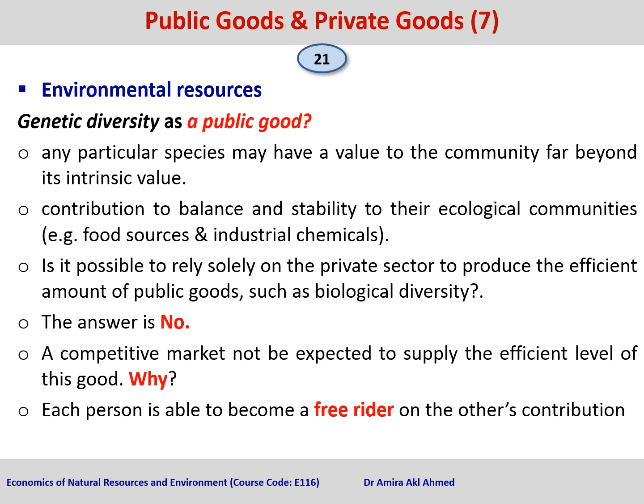However, significant evidence indicates that biological diversity is decreasing. So, how to overcome such a problem? Is it possible to rely solely on the private sector to produce the efficient amount of public goods such as biological diversity? Unfortunately, the answer is no. A competitive market is not expected to supply the efficient level of this good. Why? Well, a competitive market is not expected to provide the efficient level of biological diversity because of the problem of the free rider. Let's discuss this problem in the next slide.